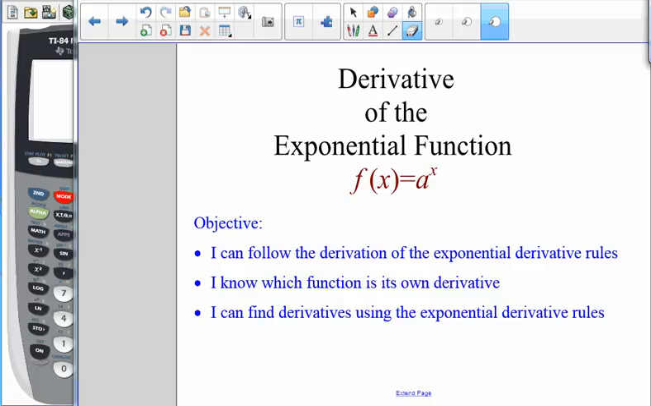In this lesson, we're going to explore the derivative of an exponential function. We're going to follow the derivation of those rules. We're going to know which function is its own derivative. And finally, we're going to use those new derivative rules to find derivatives.